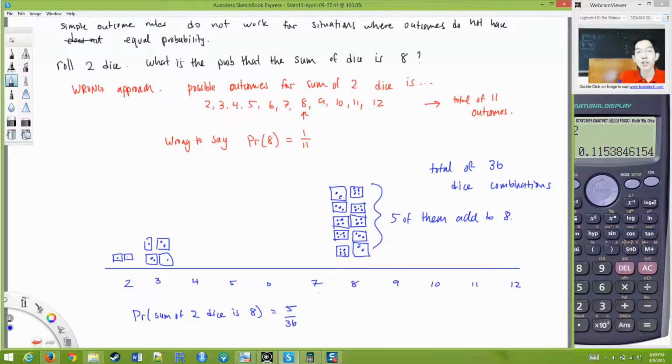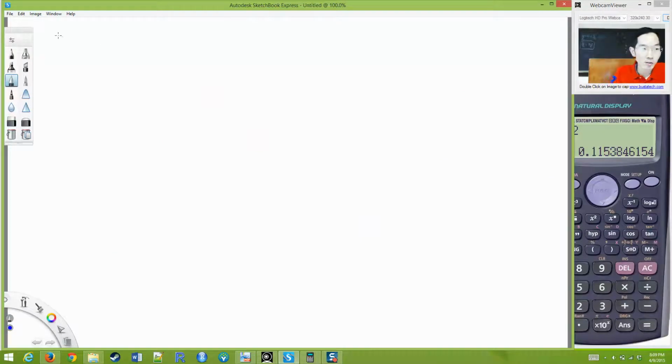Okay, so you have to be careful. We can't do this simple outcomes approach and just list off our outcomes this way. We have to think of, well, do we have equally probable outcomes? And if not, then you have to list out the equally probable outcomes. Okay. So let's talk about probability trees as a tool to calculate probabilities of slightly more complicated events.